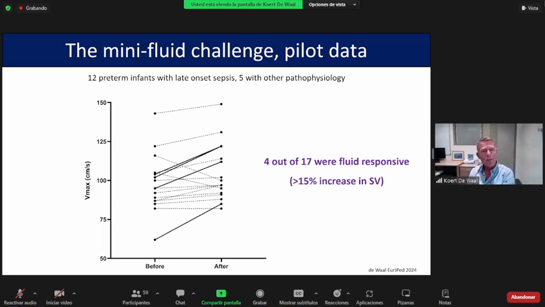We did a little pilot study. We had 17 patients, 12 preterm infants with late onset sepsis and 5 with other pathophysiology, and we did the mini fluid challenge. We found that 4 out of the 17, so about a quarter, were fluid responsive, which is more than a 15% increase in stroke volume. Which I guess you can say two things: 4 out of 17 were responsive, so all the others were not responsive. And that means our fluid prescription model is certainly not ideal.